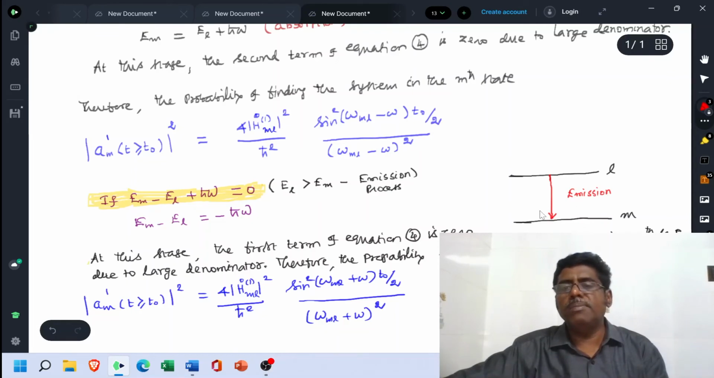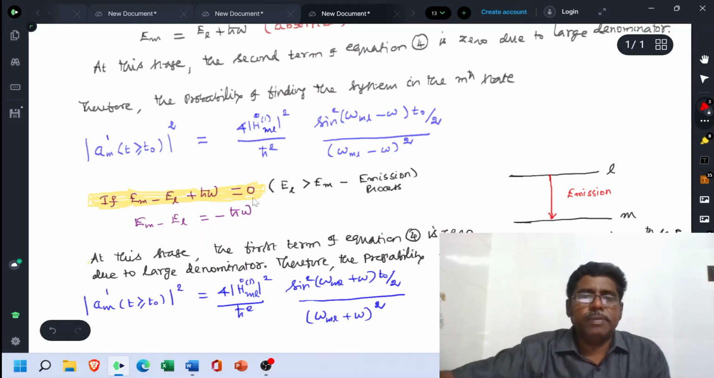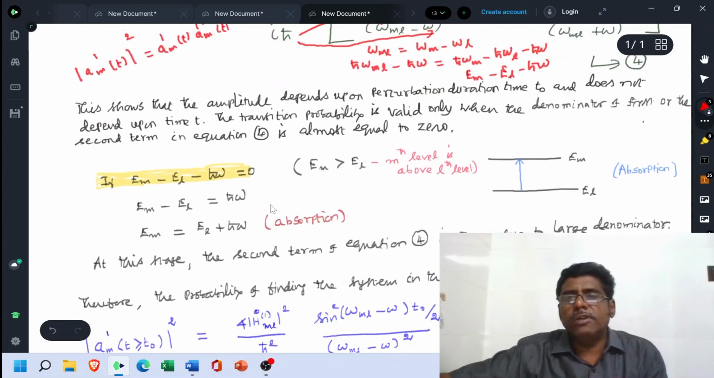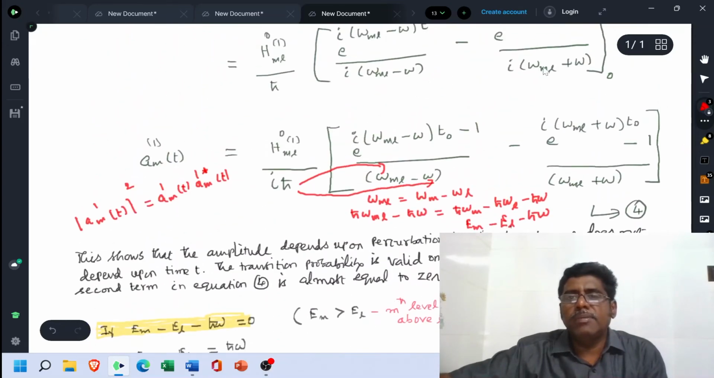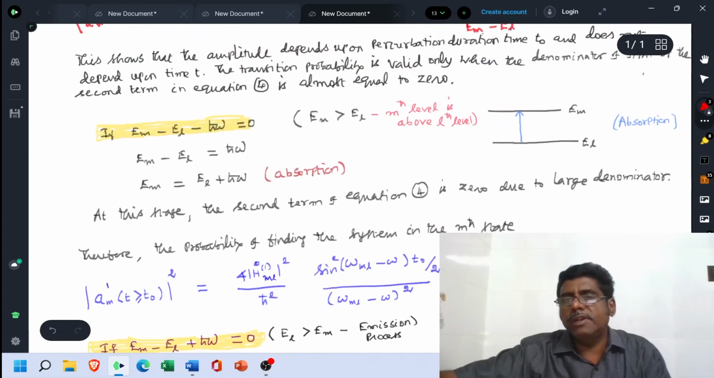The transition to the mth state is explained by emission. If E_m − E_l plus ħω equal to 0, the denominator of the second term is 0, so E_m − E_l is equal to −ħω. This describes the emission process. The transition to the mth state is emission. Earlier, the transition to the mth state was absorption.